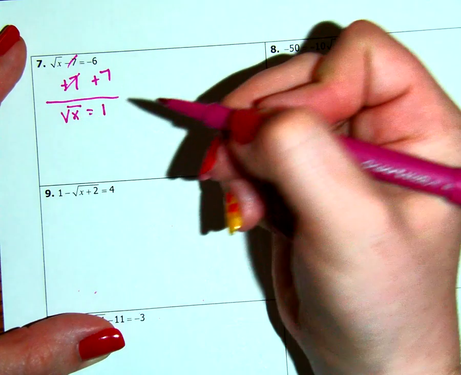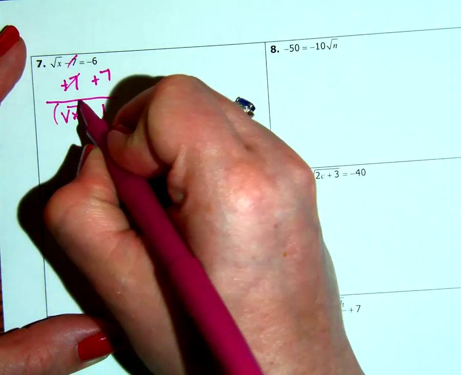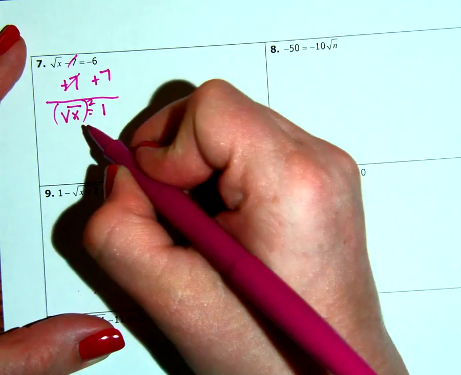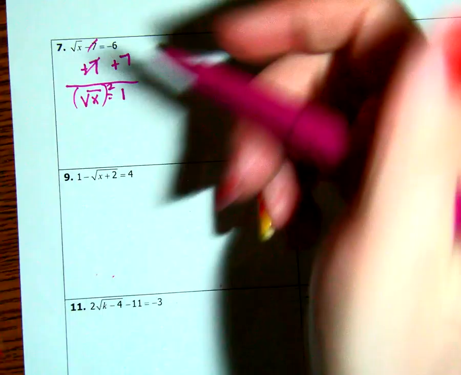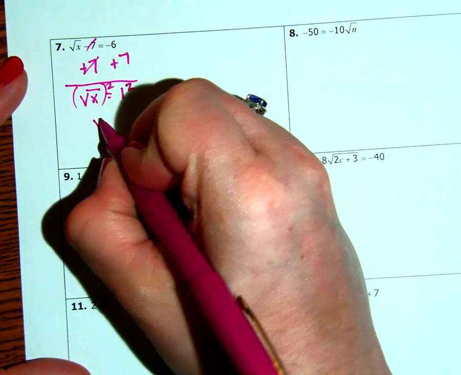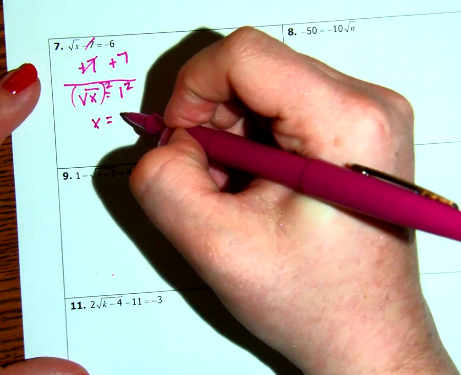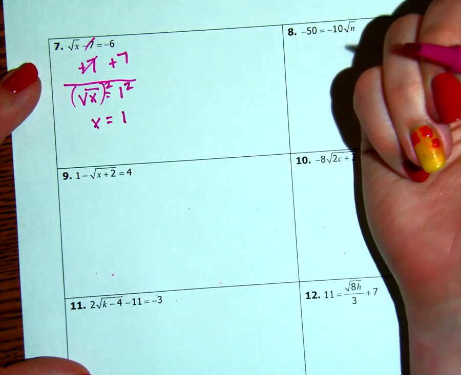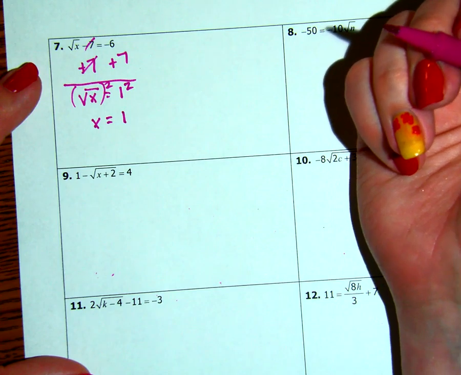How do I get rid of the square root? Square it. I usually put parentheses to indicate what I'm squaring. If I do it to one side, I have to do it to the other. I get x is equal to 1. Okay?